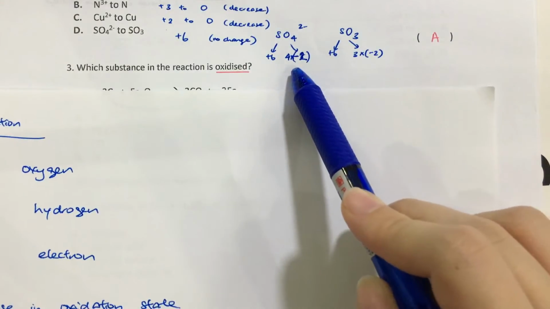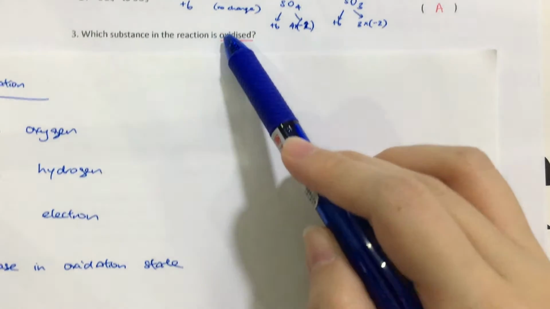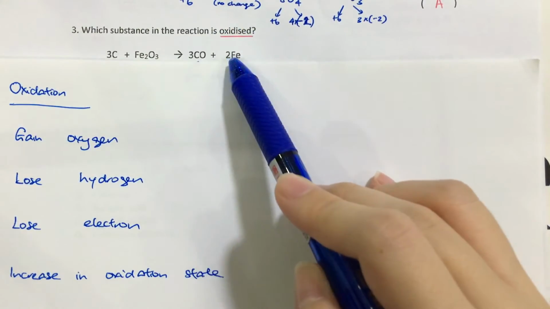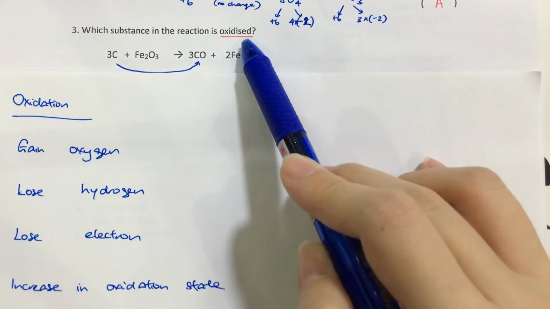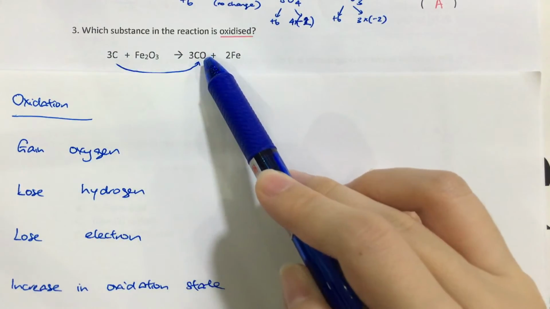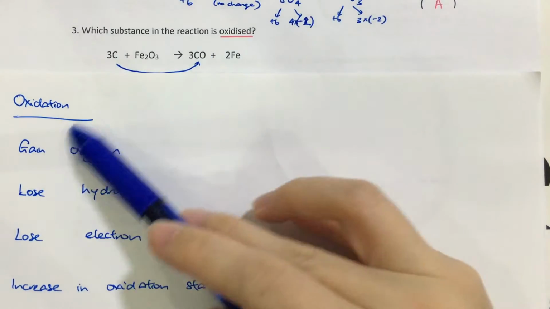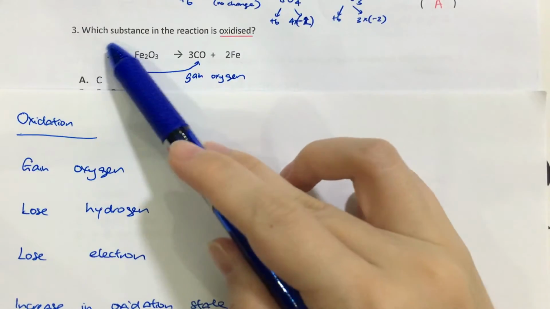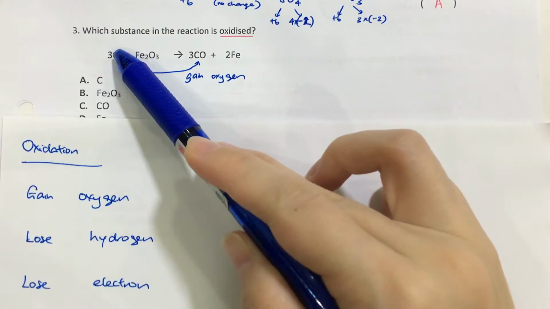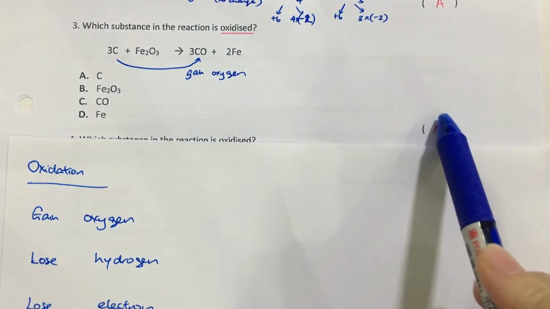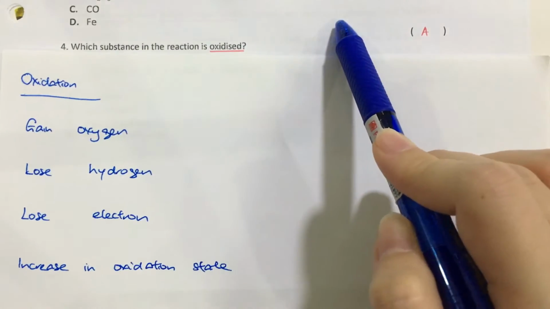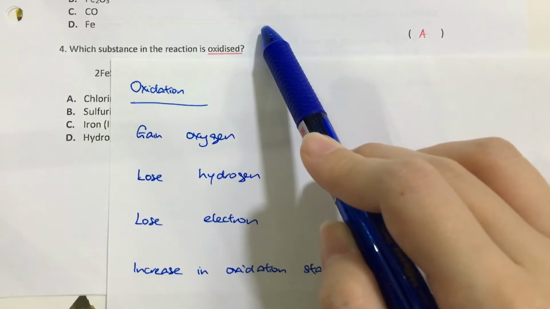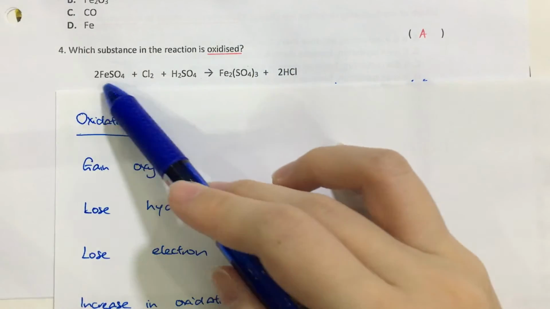Okay, next. Question 3. Which substance in the reaction is oxidized? So here, this is the reaction. This seems a bit clear because if you look from carbon to carbon monoxide, it has gained oxygen. So this means that carbon has oxidized. So answer is A. Okay. Next one, which substance in the reaction is oxidized again? So let's look at the question. This is the question over here.